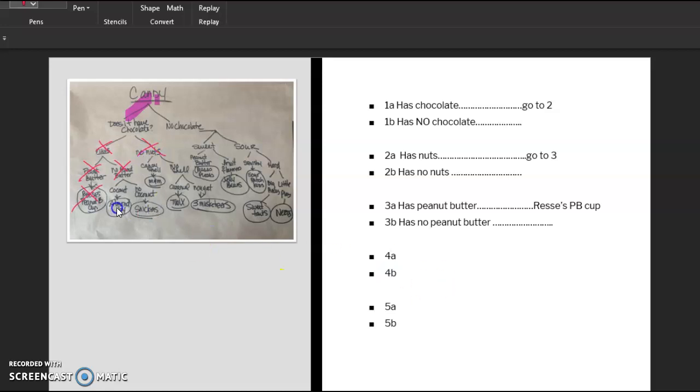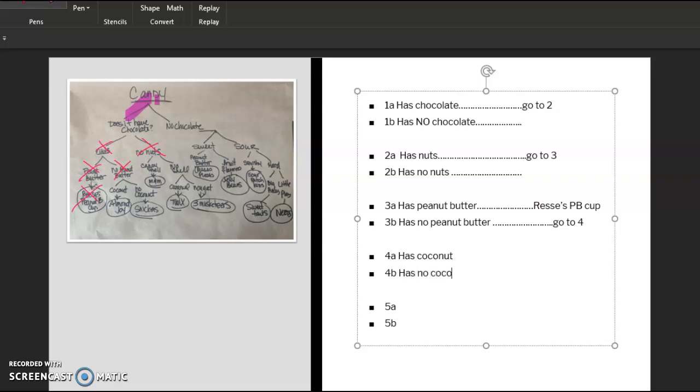Okay. So then I'm going to backtrack up here to where my answer was: has nuts, yes, peanut butter or no peanut butter. I'm going to look at where it says no peanut butter, and I'm going to put the next question here. So that means when I answer there's no peanut butter, I'm going to go with the next available, question number 4. So I'm going to put coconut or no coconut. Has coconut, has no coconut.